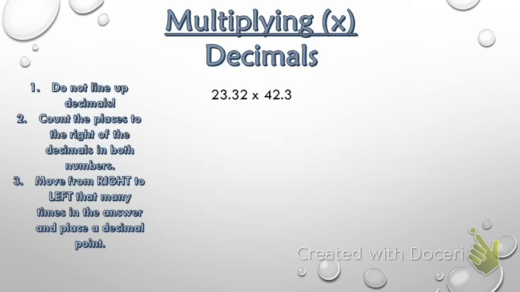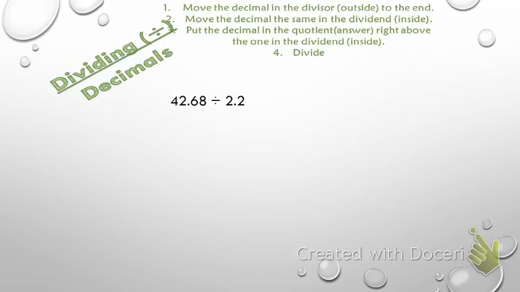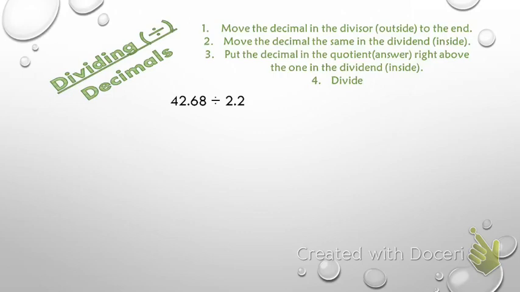Okay, last one, we have dividing decimals. Your first step is make sure you move your decimal in the divisor. You move your outside all the way to the end. Whatever you do on the outside, you do the same on the inside. The first number is called your dividend. I'm going to put your first number inside the division symbol. Our 2.2 stays on the outside. If I move the decimal once on the outside, I move it once on the inside, and then you put that decimal right in your answer, in your quotient. So now we're looking at it as 22 dividing into 426.8, since we moved the decimal.